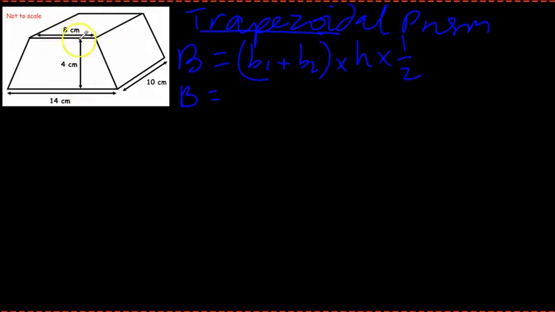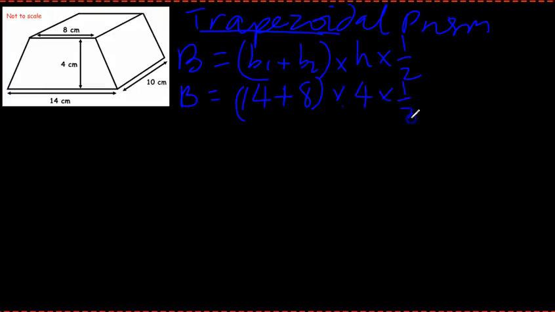The height has to make a right angle with both bases. So that's how we know. Plus 8, and then times the height here, which is 4. 14 plus 8 is 22.